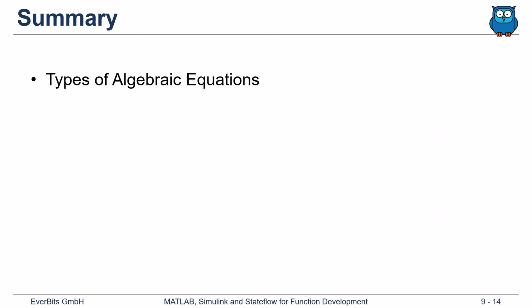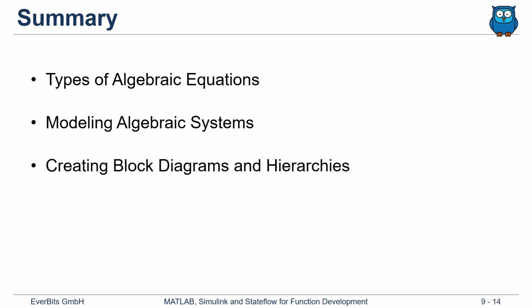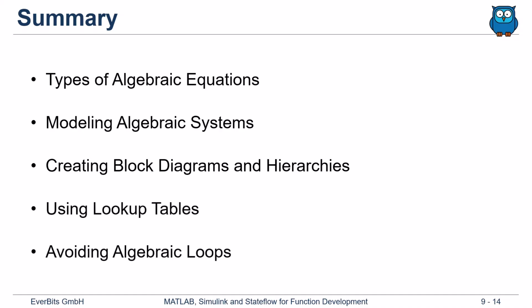In this chapter, we discussed different types of algebraic systems, modeled the algebraic equations, and simulated them in Simulink. We created a subsystem, ran static checks, and verified our unit dynamically. We also discovered lookup tables and discussed how to avoid algebraic loops in numerical simulations.